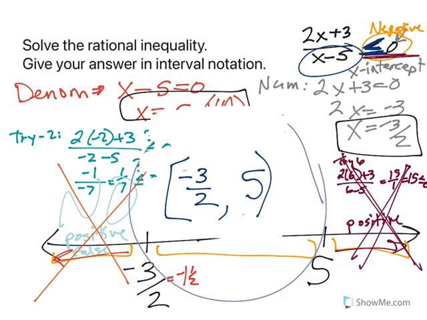So with the equal sign in our inequality, we've got to think about brackets. But if the value makes the denominator equal to 0, it always has to be a parenthesis because you cannot have a 0 in the denominator. Hopefully, that was helpful with solving a rational inequality.